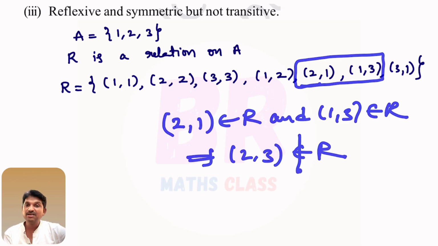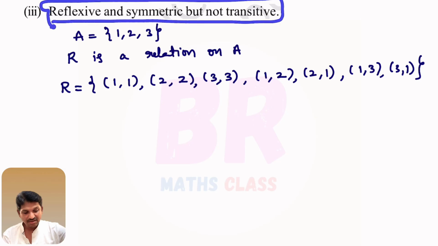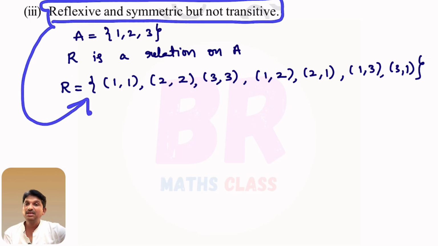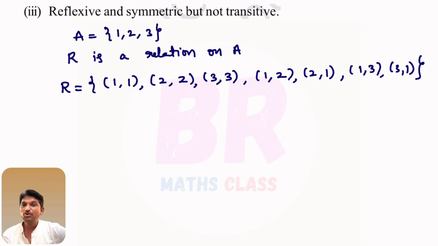2 comma 3 does not belong to the relation. So this relation is reflexive, symmetric, but this relation is not transitive. So this is the example for the given question. They are asking you to give an example which is reflexive, symmetric but not transitive. This is the example. I hope you understand this.